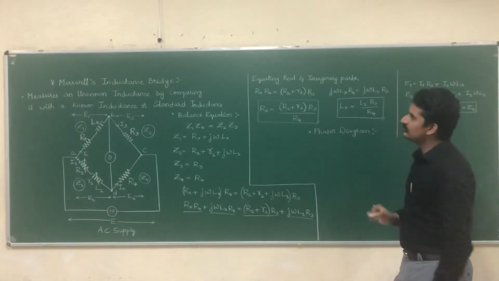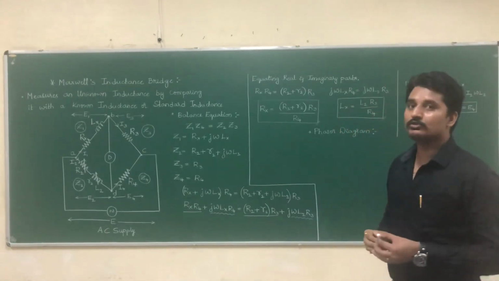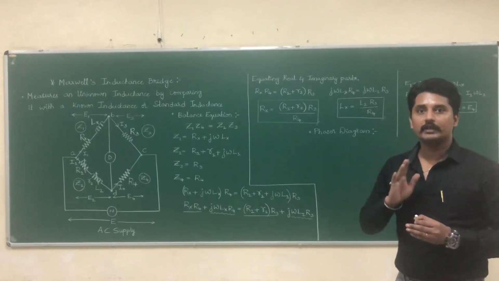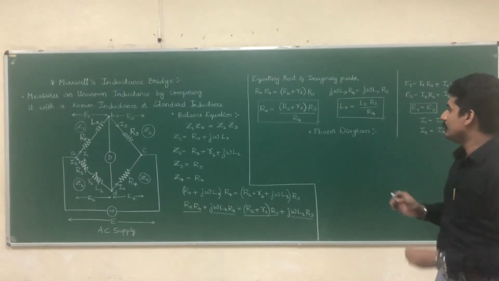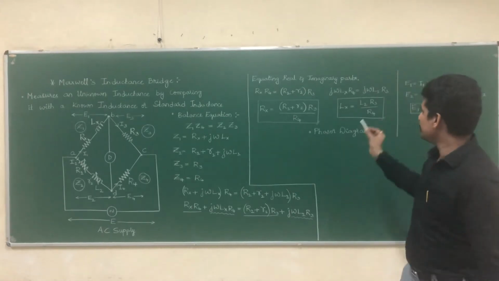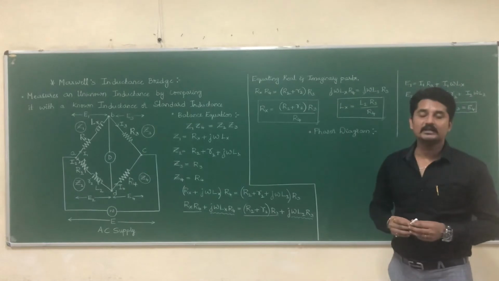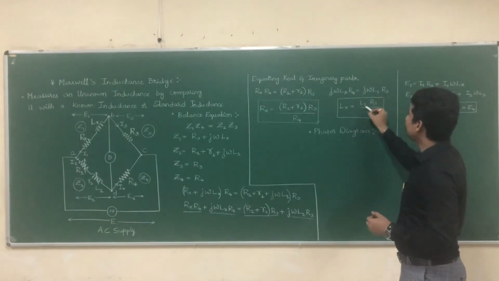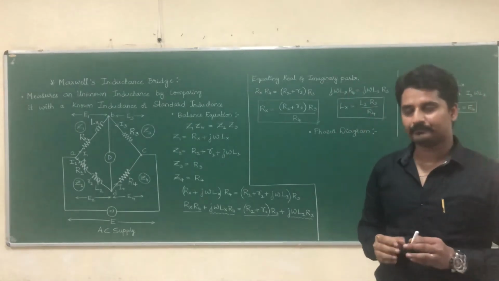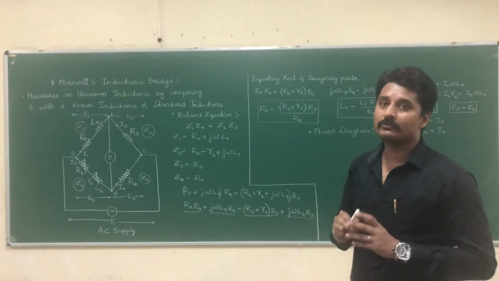So from this method we have found the value of the unknown inductance: Lx equals L2 R3 by R4. This L2 is the standard inductance. We are finding the value of the unknown inductance by comparing it with a known inductance, also called a standard inductance. Now the next major part is its phasor diagram.